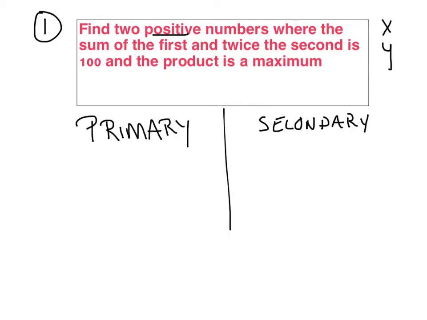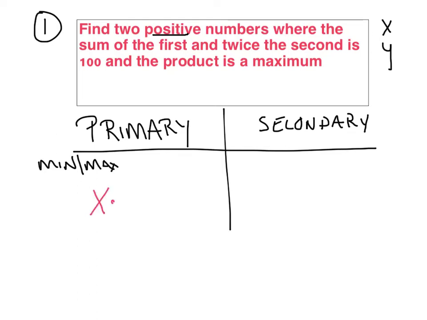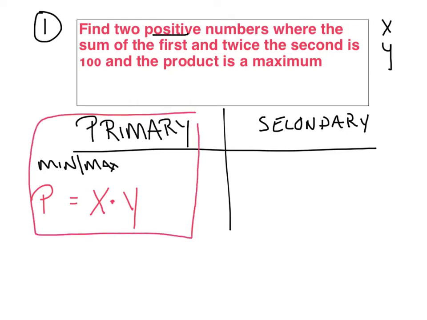Now, the primary is the one we said in our notes that we either want to minimize or maximize. So if I read that again, what do I want to minimize or maximize? Well, it says the product is a maximum. So I'm going to say the product of x times y is a maximum. I'm just going to use P for product, P equals x times y. And that's my primary again because I want to minimize or maximize it.